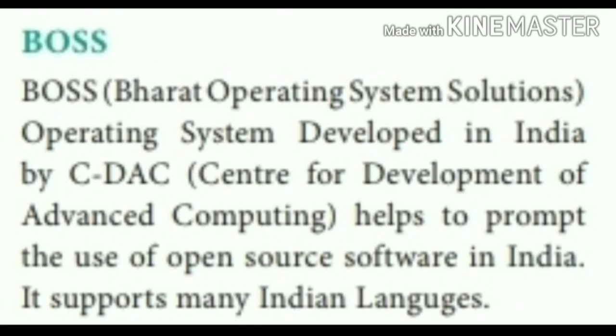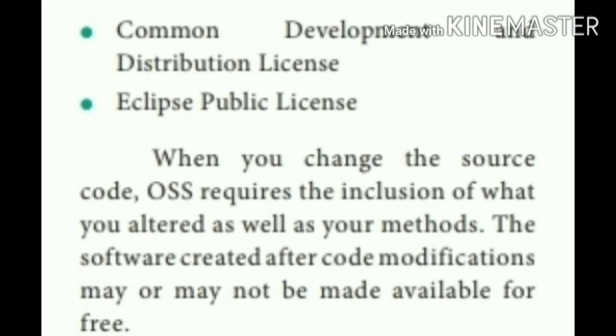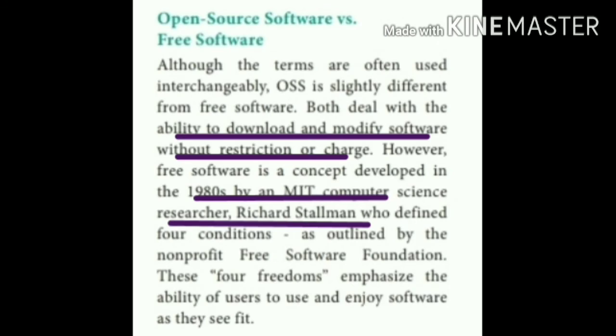The next concept is types of open source license. A license grants permission to use a copyrighted work. A number of open source licenses exist, for example, Apache License 2.0, BSD 3 clause, BSD 2 clause, GNU General Public License, MIT License, Mozilla Public License 2.0, etc.